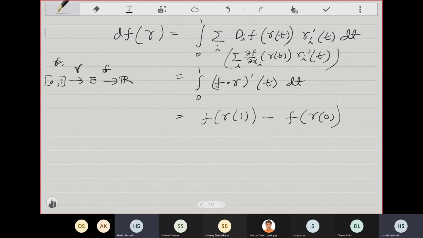So the way a one form of this specific type, df, acts on gamma is just by this formula here. Okay. And this will be useful later on when we talk about closed forms and exact forms and so on. But for now, let's leave this aside. This is just a simple example, that's all.